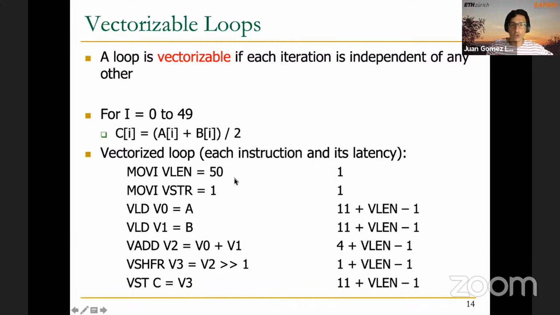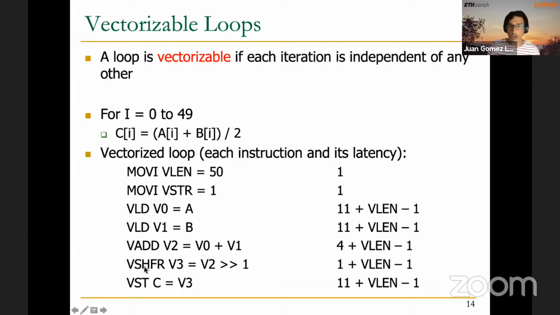In our vectorized code, the first thing to do is defining the vector length, in this case 50, and defining the stride, in this case 1. Note that we are writing 50 in the vector length register and 1 in the vector stride register, and then we start with the execution of the vector instructions. This is a vector load for the 50 elements of array A. This is another vector load for array B. Here we have the vector addition.